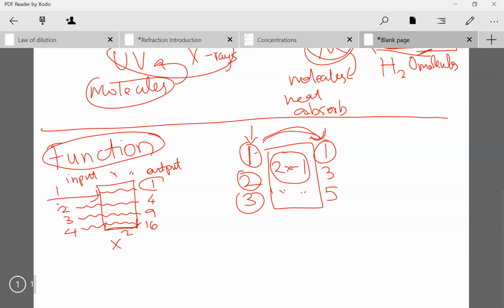But consider, what is not a function? Consider, I don't know if you've seen the square root. Hopefully you know what a square root is.